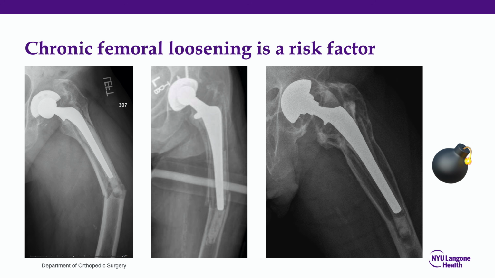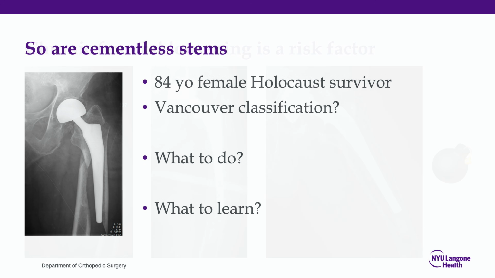So as you see here, chronic femoral loosening is a risk factor, and although these happen to all be loose cemented stems at risk of fracture or with fractures present, cementless stems are a major risk factor for periprosthetic fracture. This is an 84-year-old female Holocaust survivor. She presents here with a Vancouver B2 fracture. It's a fracture around the implant. The implant is loose, but we do have an intact isthmus below the level of the fracture.